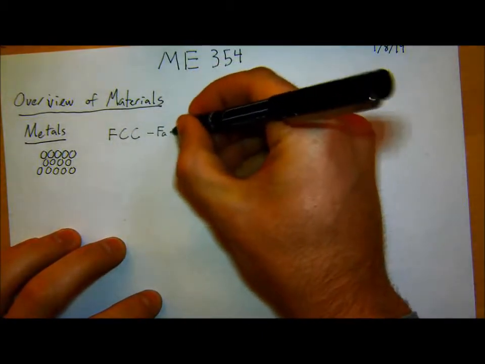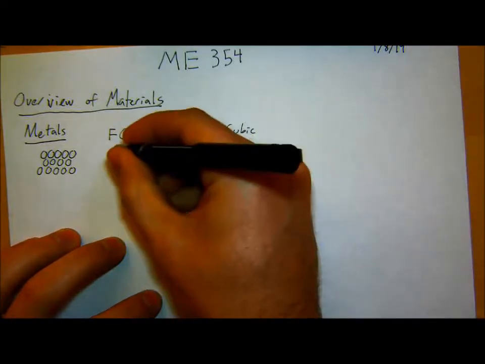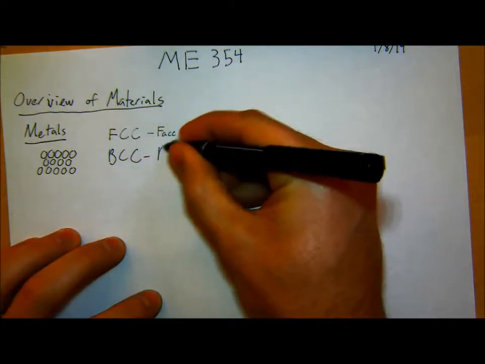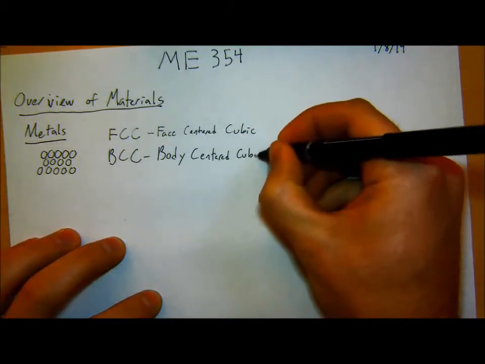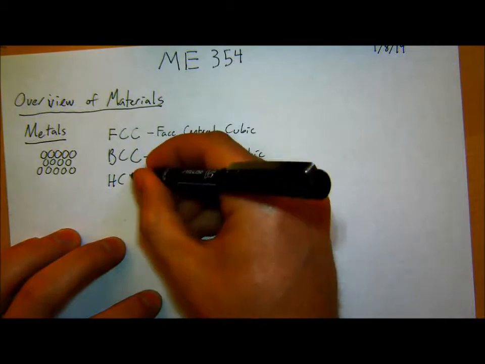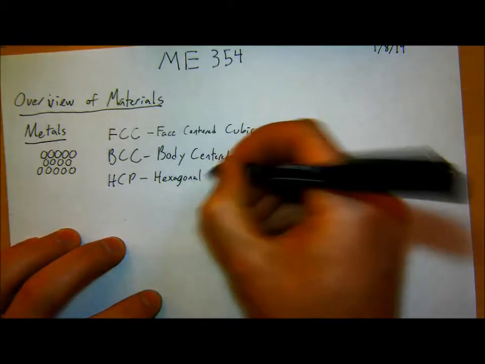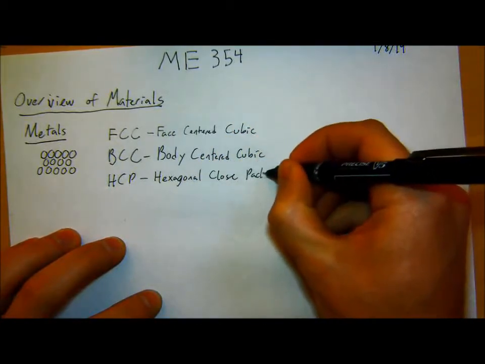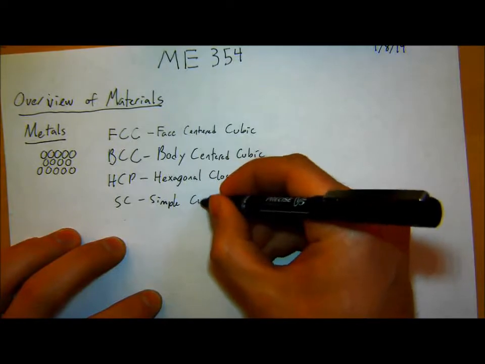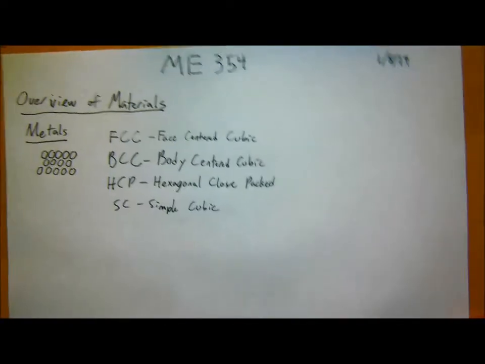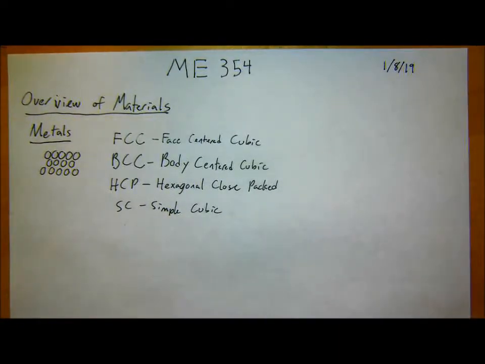So this is our face-centered cubic, our BCC, which is body-centered cubic, and our HCP, which is hexagonal close packed. There's also a simple cubic, which we mostly ignore because there's almost no metals that form simple cubic structures, so we can generally ignore those.